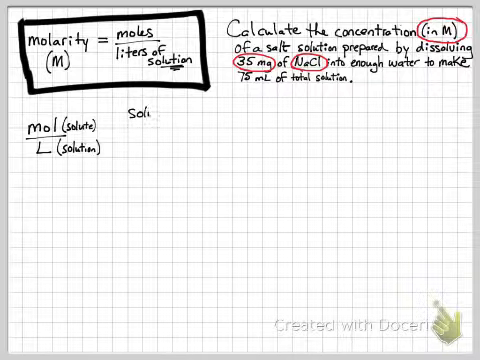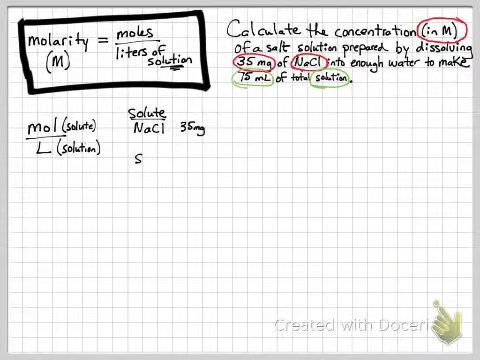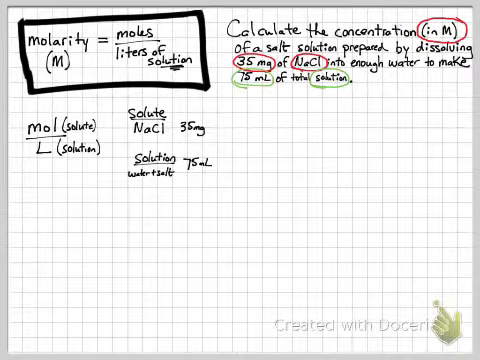We also have the solute, sodium chloride, 35 milligrams. That seems important, so let's write that out. Our solute, sodium chloride, and we have 35 milligrams of that. And then let's also take out the amount of solution and write it. Solution is water plus the salt, and we have 75 milliliters. Okay, so this looks like the most important information.